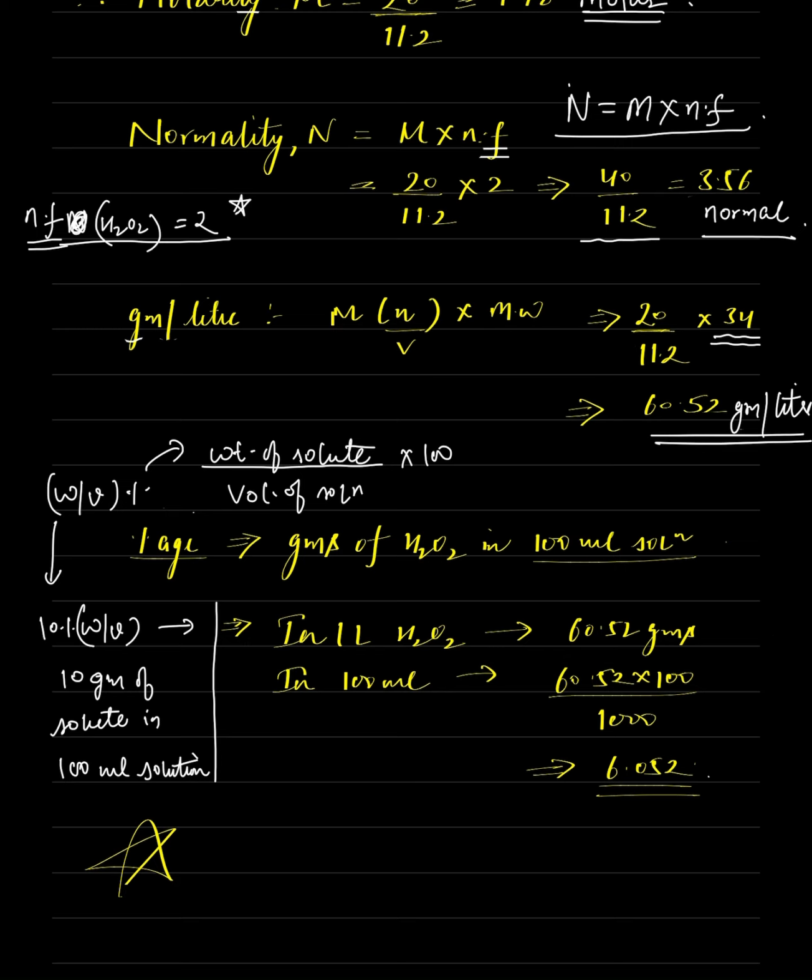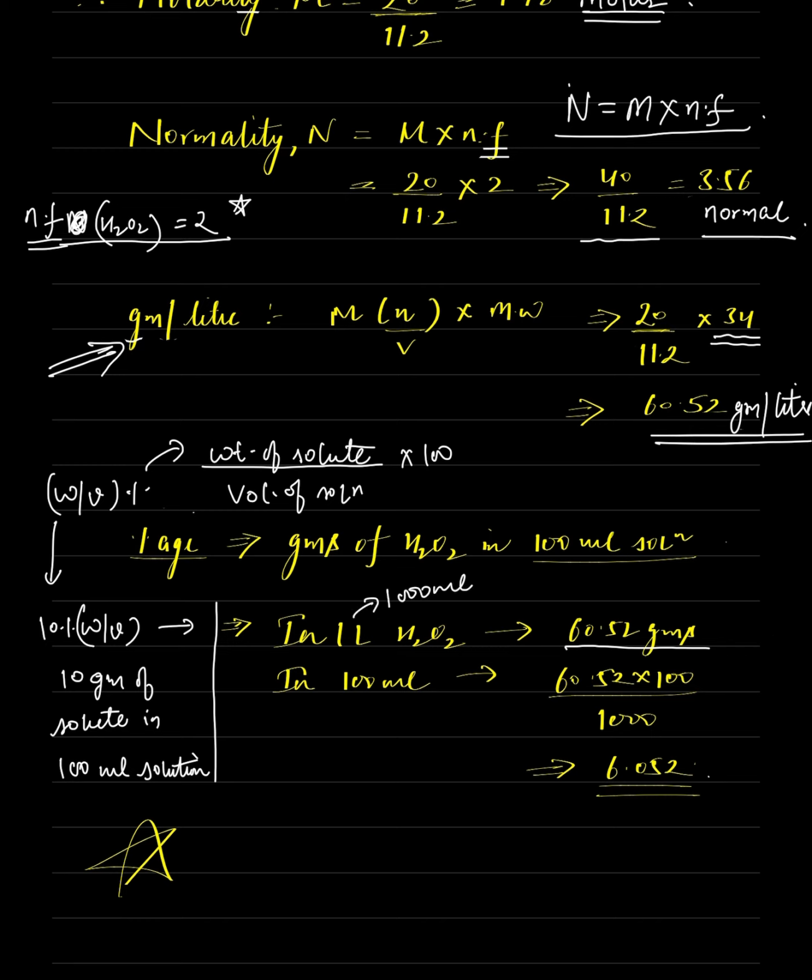So what is the question asking from us here? We need to find how much H2O2 is present in 100 ml of the solution, right? That will be the percentage strength, or we can say percentage weight by volume strength. Now we have calculated the strength in terms of grams per liter here. It is 60.52 per liter, right? So 1 liter of H2O2 contains how much H2O2? 60.52. So 1 liter is what? 1 liter is 1000 ml.